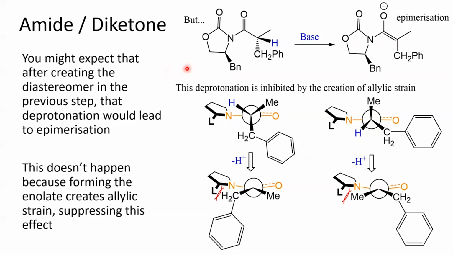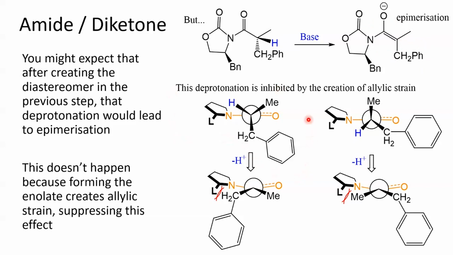However, you might expect that once you've created this diastereomer in the previous reaction, considering it's under basic conditions, all that would need to happen is you would need to deprotonate here, and then you would get epimerization occurring. So any stereocontrol that you introduce into the reaction is going to be lost simply because you deprotonate, and that's going to racemize this carbon here. However, this doesn't actually happen, and it comes back to allylic strain once more.